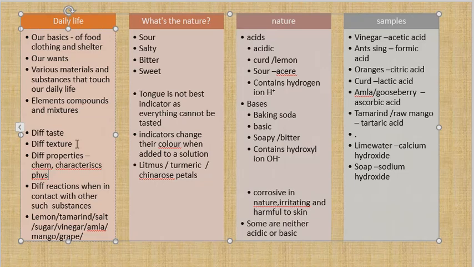What are the sample indicators? Litmus paper is one indicator, turmeric is one other indicator, China rose is one other indicator. When we say litmus paper, actually we are creating a paper that has litmus pasted on it or dipped in it. That is the litmus paper.